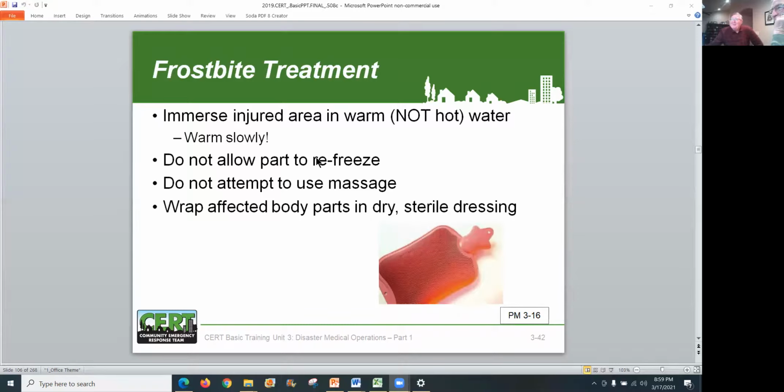Okay. Frostbite treatment. Immerse the injured area in warm water, not hot water. Tap water that's just barely warm, and you slowly bring it up to room temperature. Do not allow the part to refreeze. Do not attempt to use massage, and wrap the affected body parts in dry, sterile dressing.